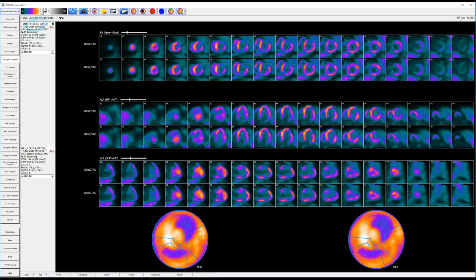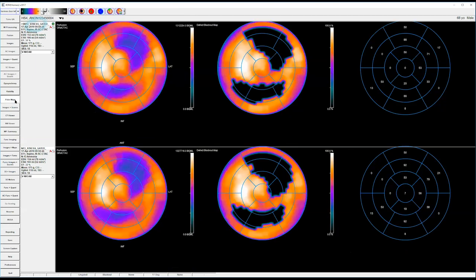So this is a moderately dilated ventricle with moderately to severely depressed LV function with hypokinesis and reduced thickening in those areas that we described earlier in the proximal, basal, and mid anterior and anterolateral wall, as well as in the inferior and inferoseptal wall. You can see that in the polar maps here as well.